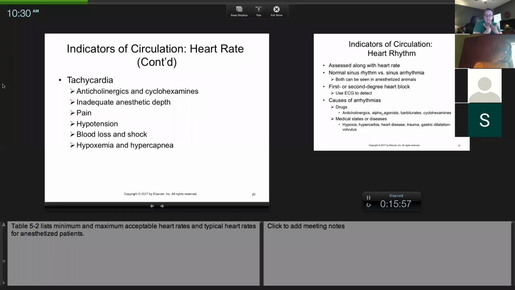If it's blood loss or shock, you're either going to give fluids or treat with blood. And if it's hypoxemia, I'm going to give oxygen or increase oxygen and bag them. And hypercapnia, which is elevated CO2, I'm going to bag them. So does anybody have any questions for number 5? Did that effectively answer how you would treat one or the other?